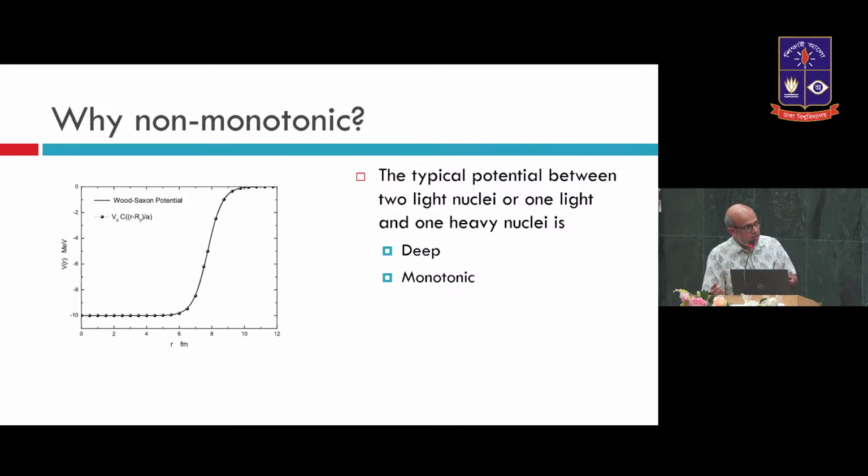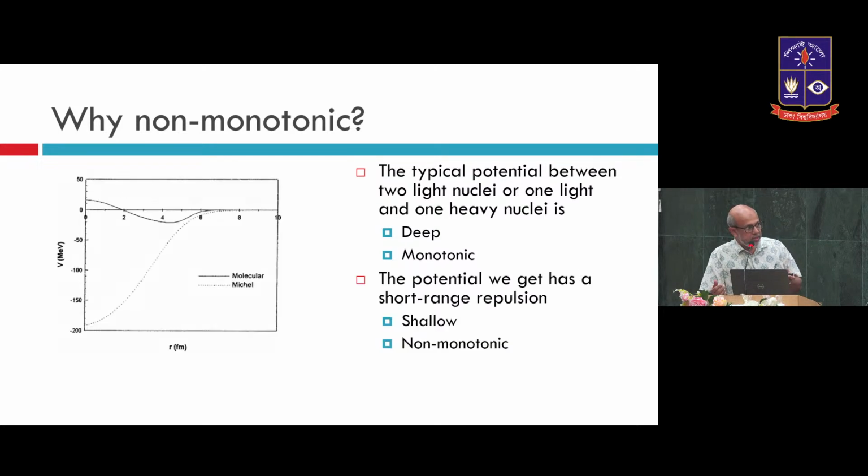This is what it's like. Here it's referred to as molecular. We were first calling it molecular, but then for some reasons we switched to non-monotonic to be more general, because a molecular potential has a repulsive core. And this is the standard deep one, a squared Woods-Saxon form. It's a deep monotonic potential, and the shallow non-monotonic potential is very different from that. It has a short-range repulsion, and it's very shallow.